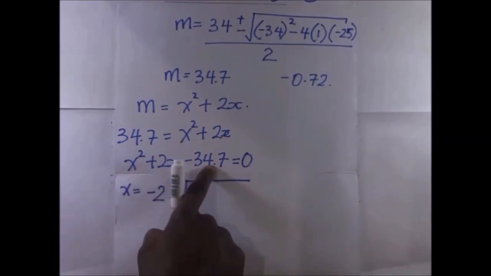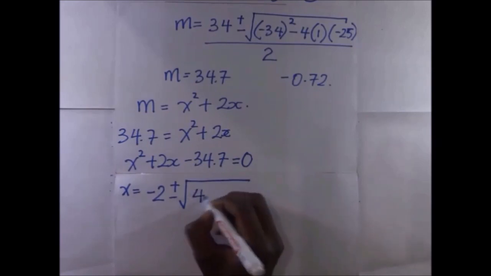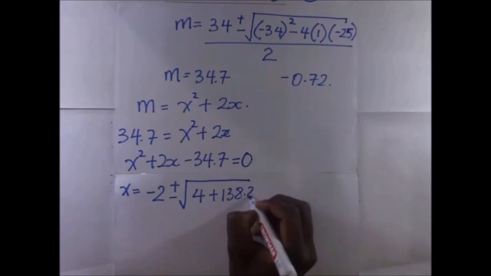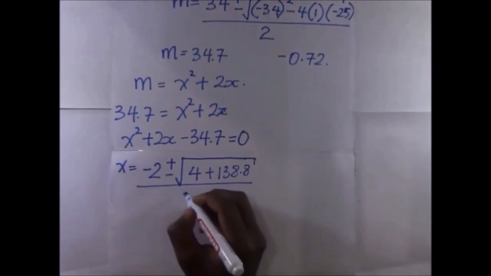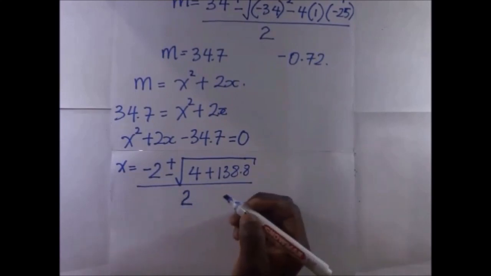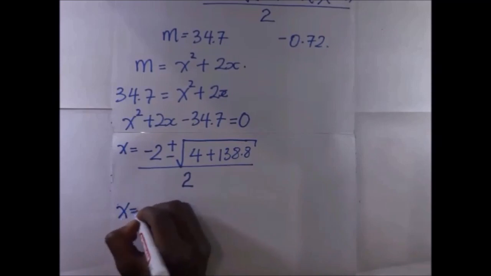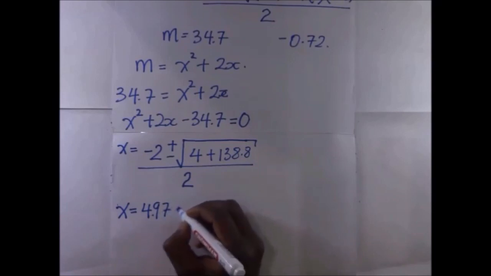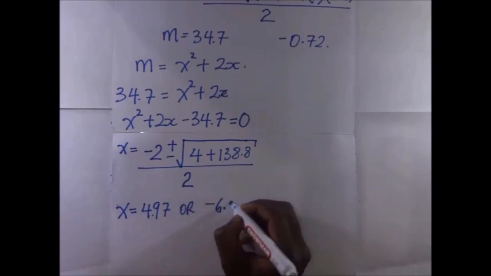So our answer here, we shall get 4 plus 138.8 over 2. So our value of x here, x is either going to be 4.97, or it's going to be negative 6.97.